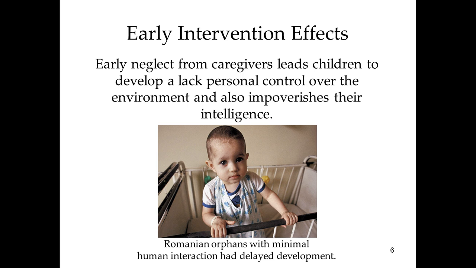So this is a picture of a young child in the Romanian orphanages that we've talked about a couple times, where they had so many orphans and so few caregivers for them that they had minimal interaction with other human beings. And as a result of that, these infants that were in these orphanages had diminished intelligence scores from what would be expected when compared to the national norms.